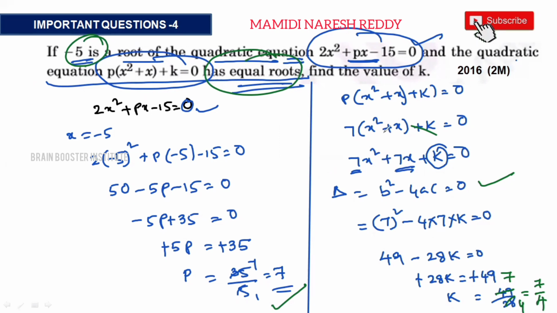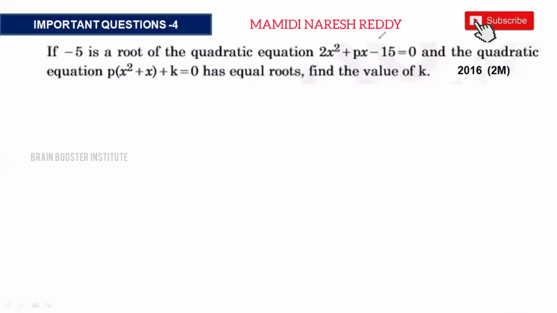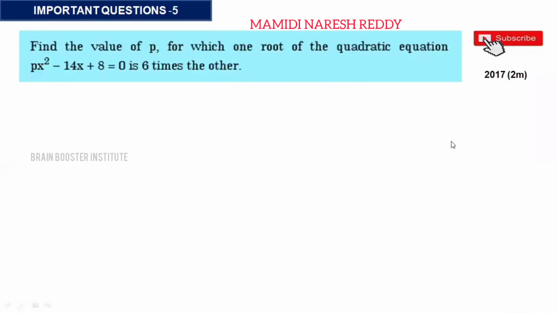Okay, now let us go to the next problem. Wow, a 2017 2 marks problem. Let me read this question: find the value of p for which one root of the quadratic equation px² - 14x + 8 = 0 is 6 times the other. Is 6 times the other.